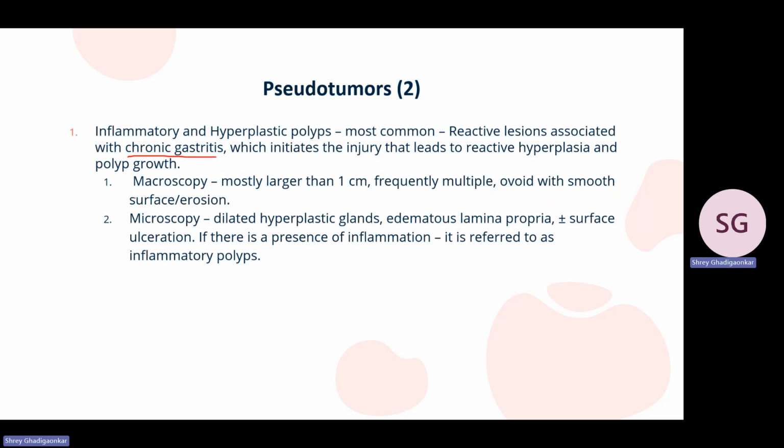These kinds of characteristics are also found in tumors, and therefore it's harder to distinguish. However, when you do microscopy, there are usually dilated hyperplastic glands, as in the case of hyperplastic polyps. In the case of inflammatory polyps, there may be the presence of inflammation, so you might have inflammatory cells, and there may also be ulceration in these cases.